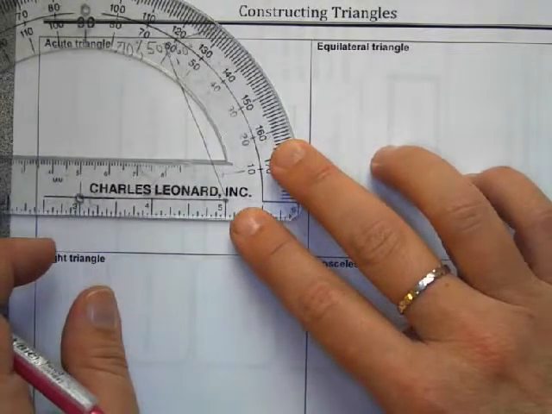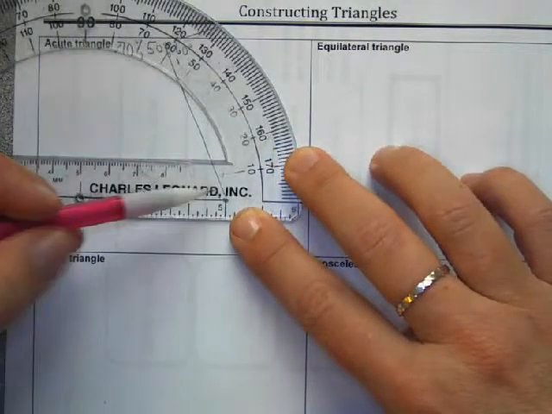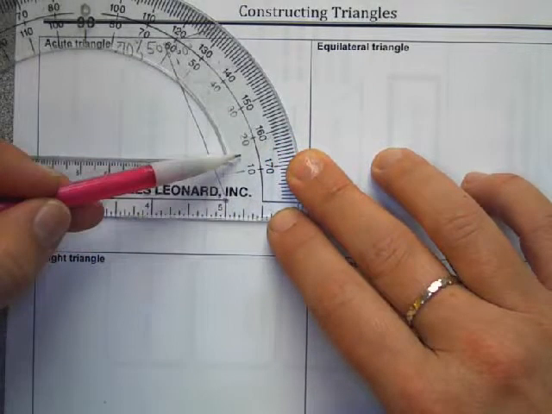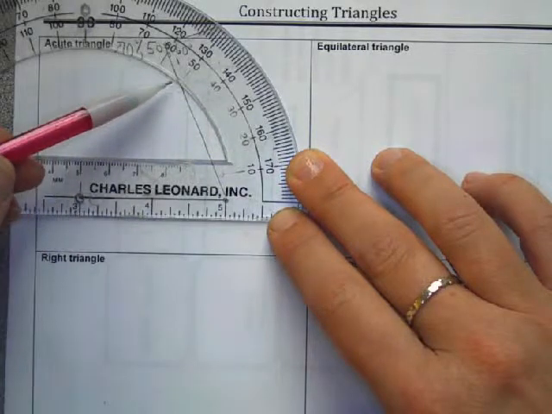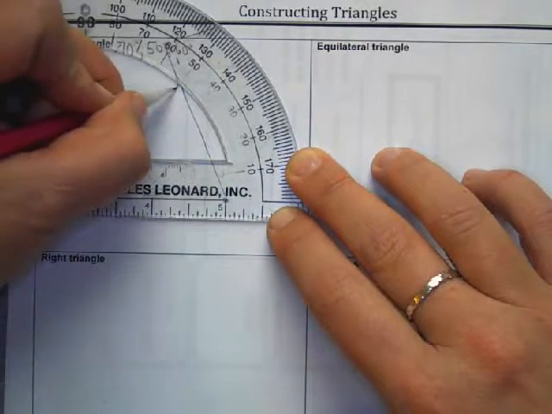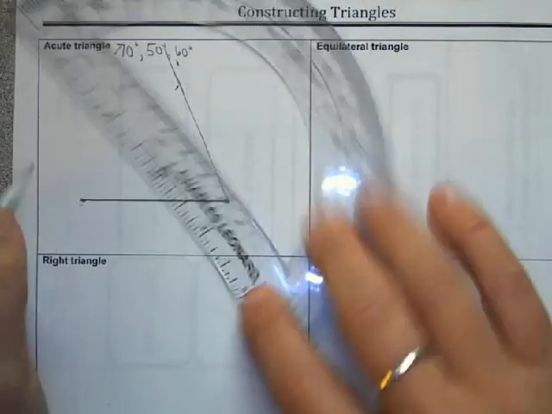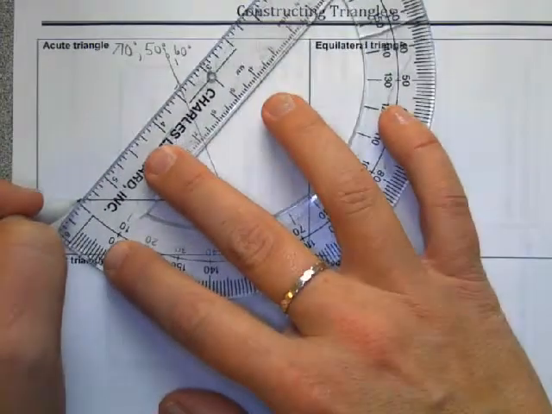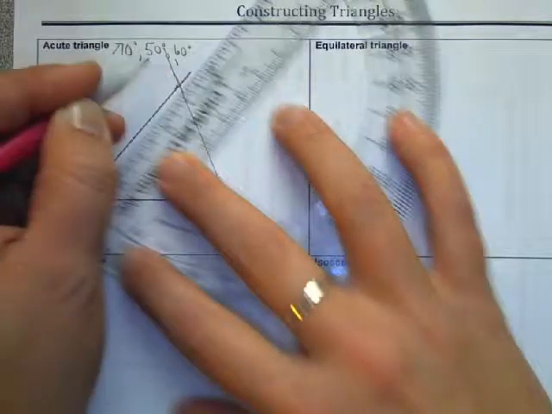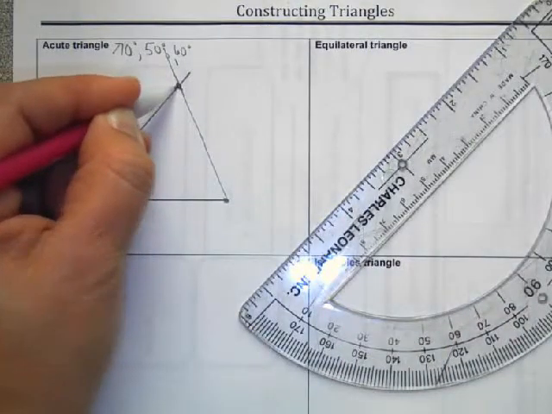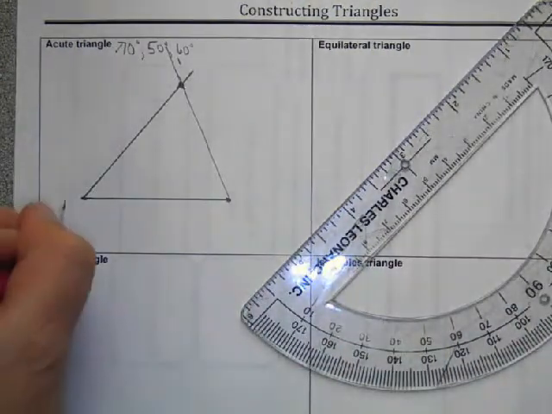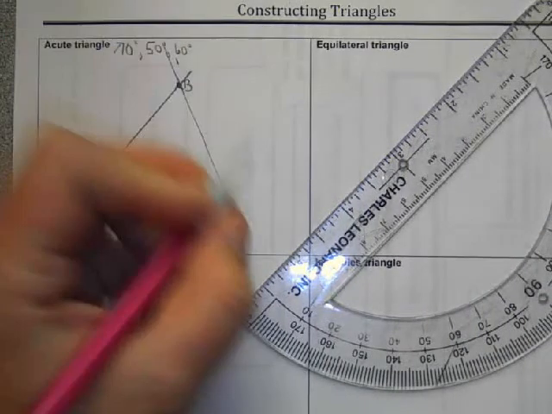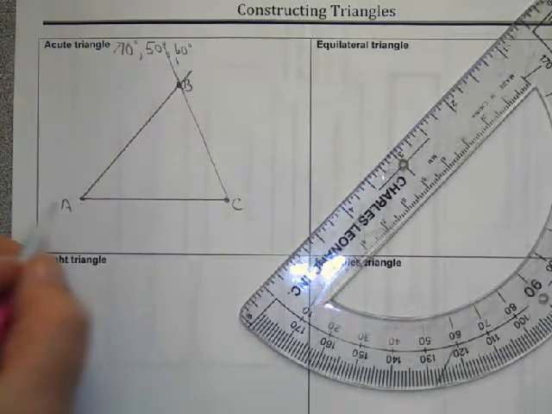So this time, 0 is on the inside, so I'm going to read the inside numbers right to 50. So I'll make a mark there. And then if I connect that, it will go through the line I already made. So that's the third vertex of my triangle right there. So I could call it triangle A, B, C. And also I can write in the degrees.